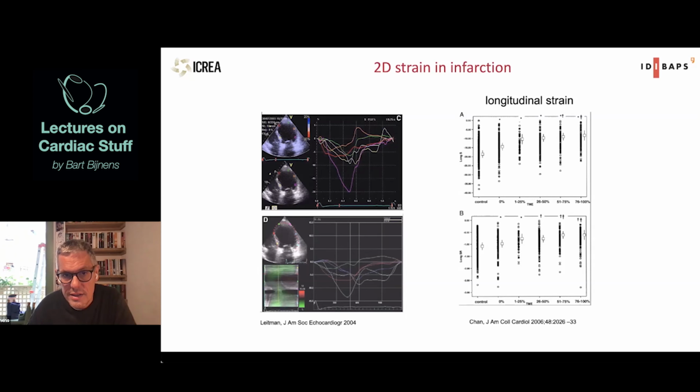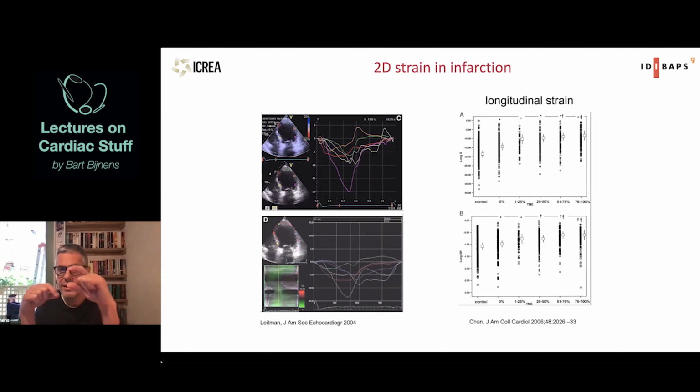You see here, this is more or less a normal strain pattern, but here you see very, very abnormal reduced strain patterns. And this is actually one of the original validation studies where they used animal experiments where they induced certain amounts of transmurality of infarct.